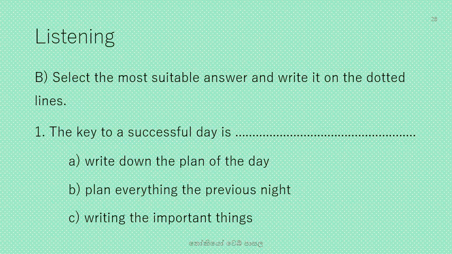So if you listen to the dialogue carefully, you should have identified that the answer is plan everything the previous night. So here I have underlined the answer, but in the question you are supposed to write it on the dotted lines. So when you are compiling your answer, make sure you select the correct answer and you fill the blank here. So for this question, what you should include in the blank is plan everything the previous night.